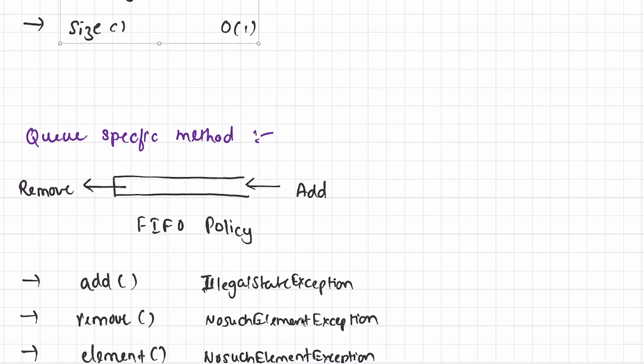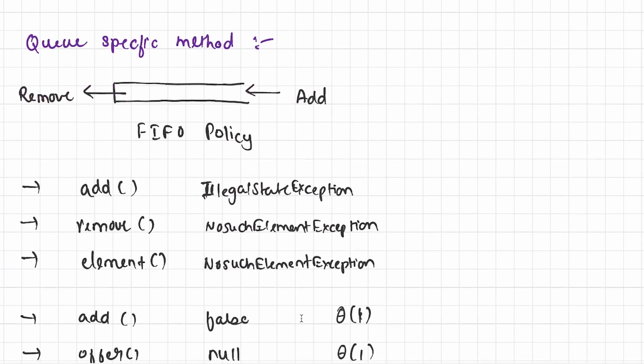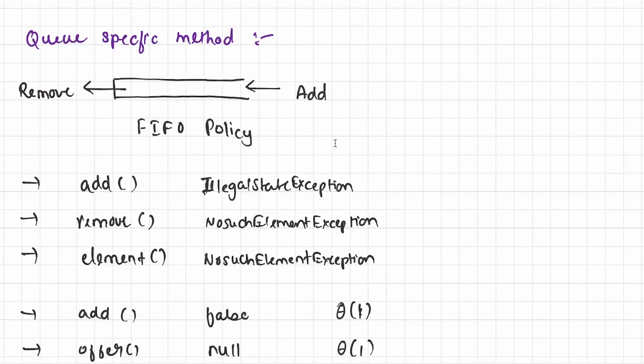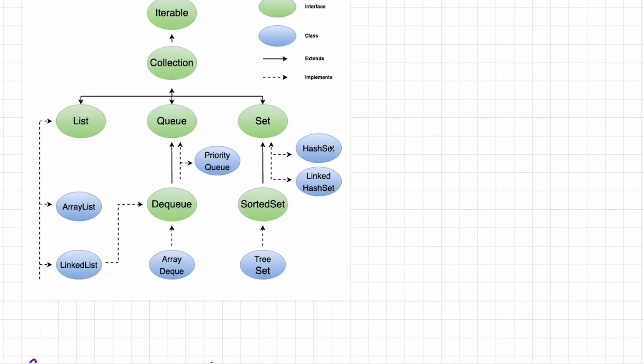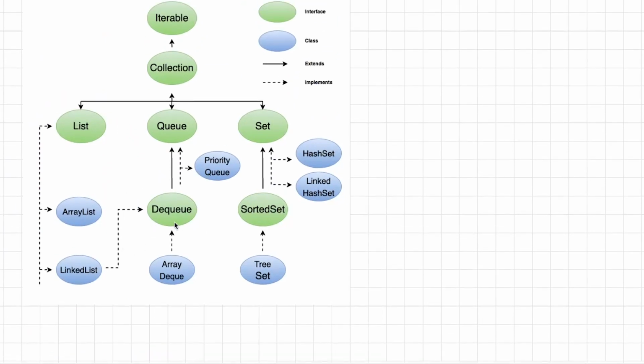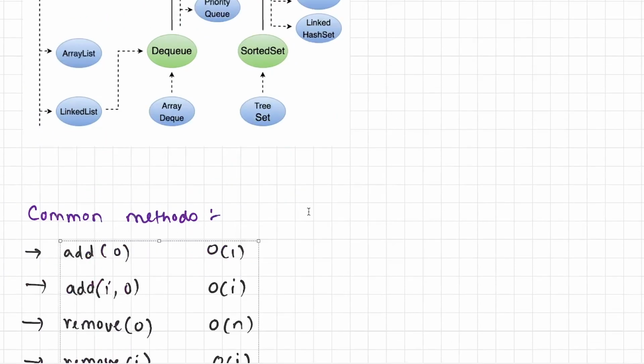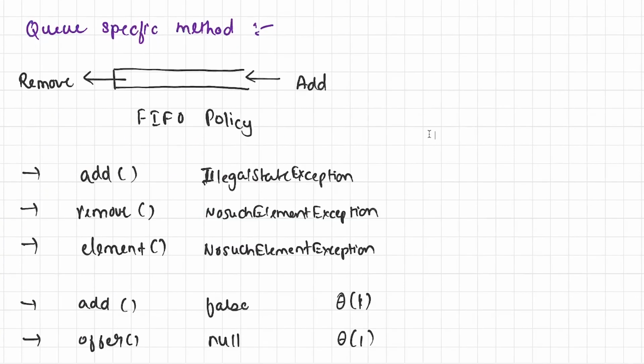Now let's talk about a few of the methods that are specific to the Queue interface. Why Queue interface? Because if you look at this diagram, LinkedList implements the Deque interface and Deque implements the Queue interface. So this means LinkedList also implements the Queue interface indirectly via the Deque interface. Now the Queue interface defines functions that are specific to the queue data structure.